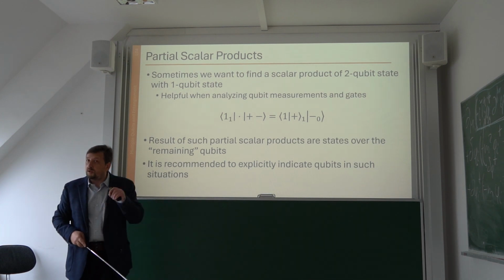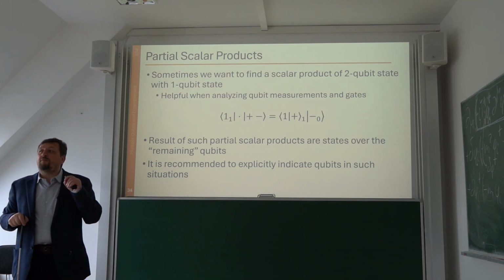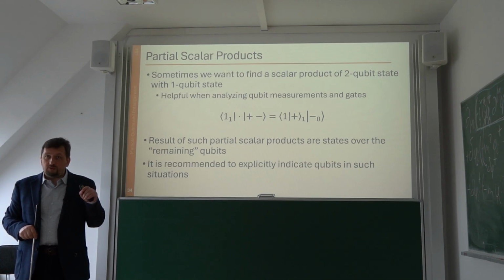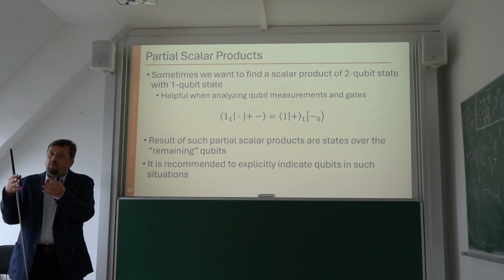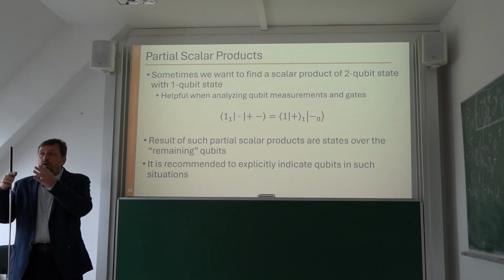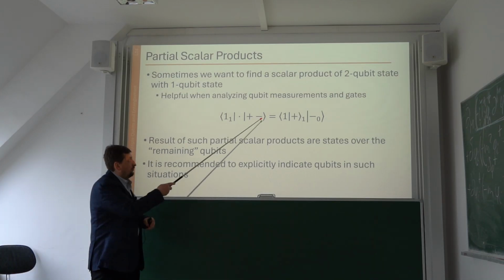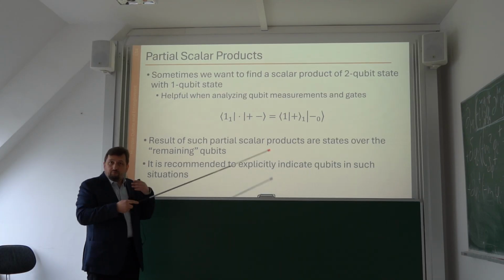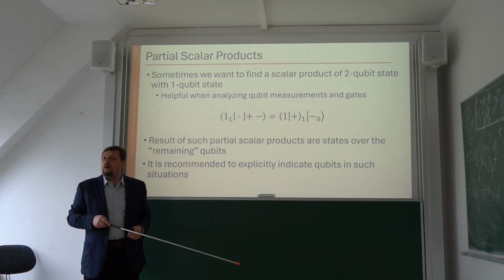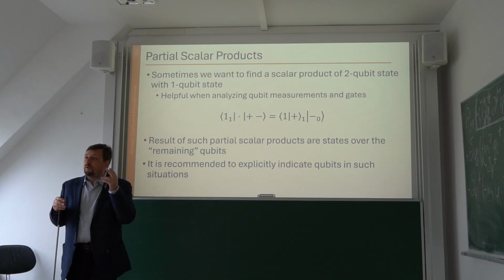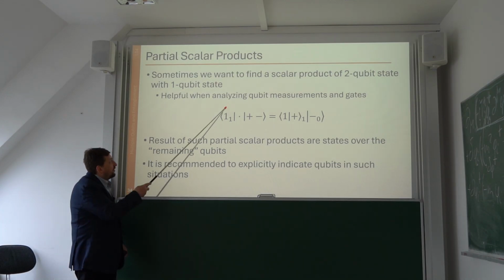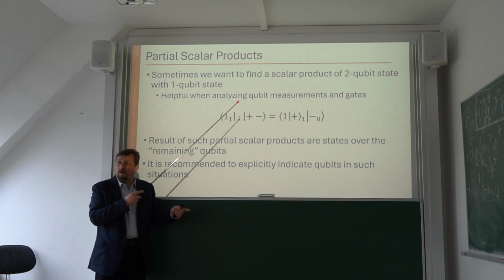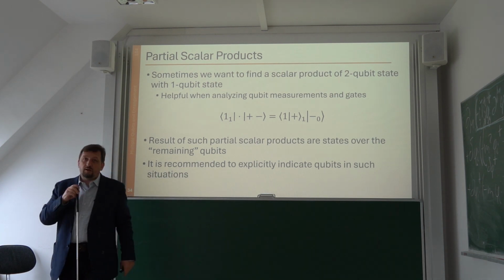This is how we calculate the outcome of a measurement. To calculate the outcome of measurement for a single qubit state, we find the scalar product of the qubit and the states that we measure. If we have 2 qubits or more, we can measure just a single qubit. How to calculate the outcome of such a measurement? We have to take such a partial scalar product. We will consider this in a little bit more detail later.